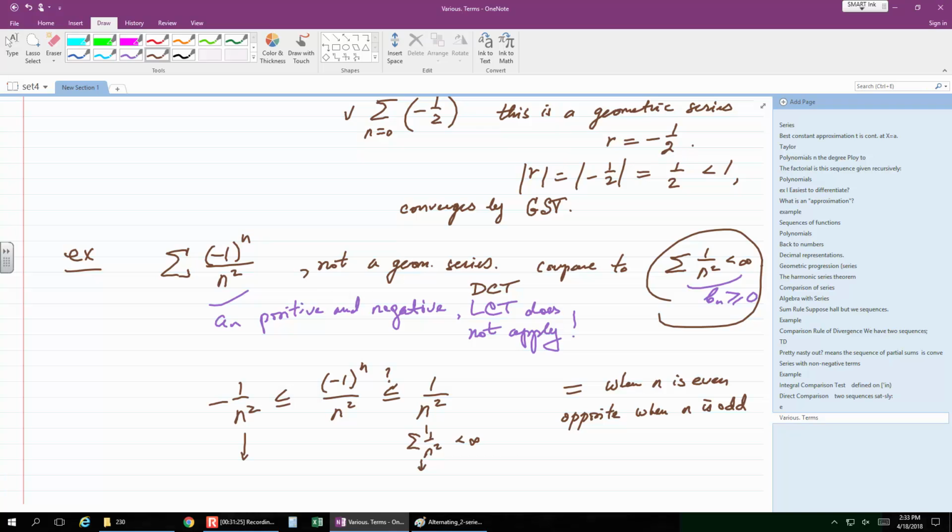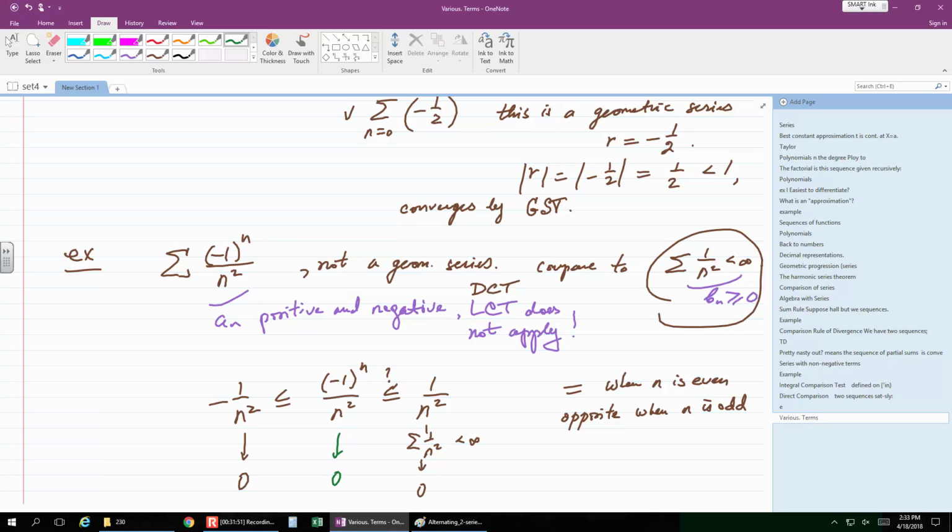1/n squared converges to what? 0. Okay, the negative of the same thing also converges to 0, which means that by the squeeze theorem, what's in between will also converge to 0, like this. Because left and right go to the same place, whatever is in the middle also goes to that place. That's all fine, which only means that the new series passes the divergence test.